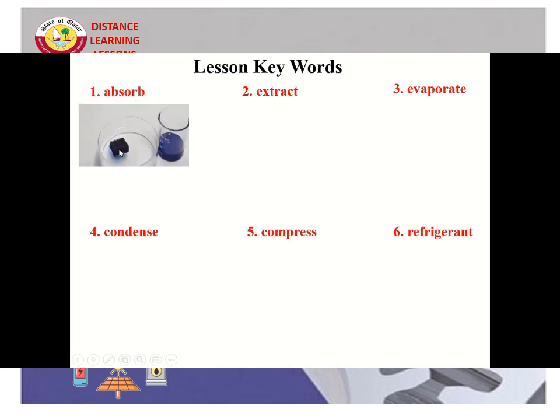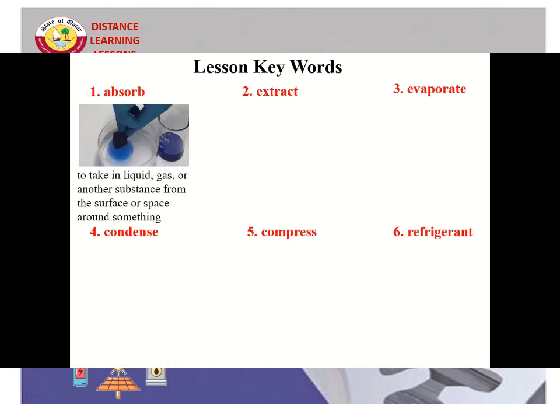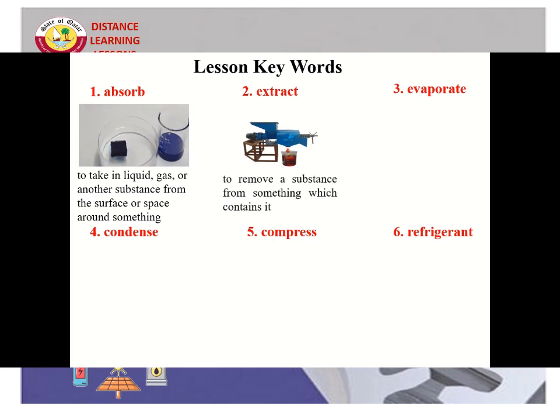Now you will notice that an object is being dropped into a liquid and it takes in the liquid. This is absorb. That means to take in liquid, gas, or another substance from the surface or space around something. For example, plants absorb carbon dioxide. Number two, extract is to remove a substance from something which contains it. For example, oil is extracted from olives.